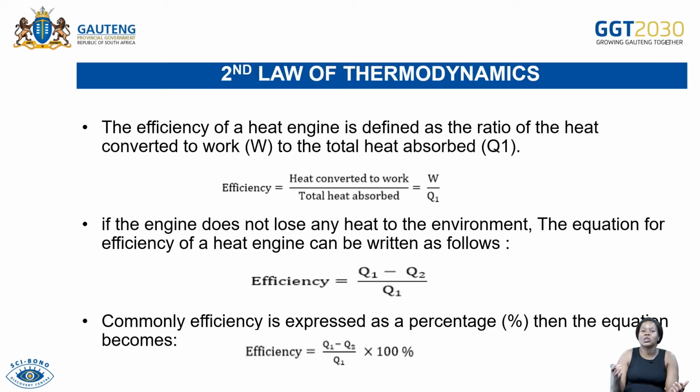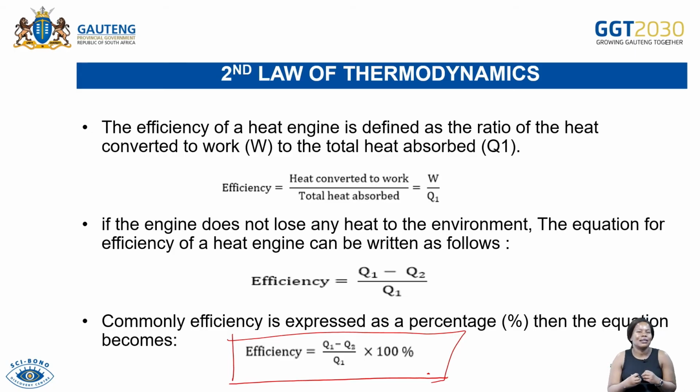So if the engine does not lose any heat to the environment, we calculate the efficiency as: efficiency is equal to Q1 minus Q2 divided by Q1. Commonly, efficiency can be expressed as a percentage. That means we have to multiply it by 100, as we have seen in this formula. So we want to see, in terms of percentage, how much exactly has been converted into work out of the total heat that was absorbed.